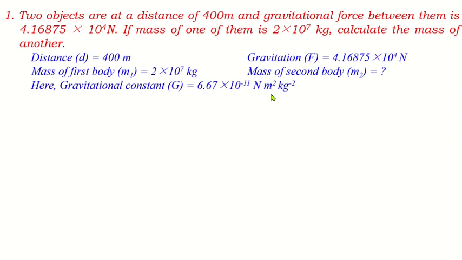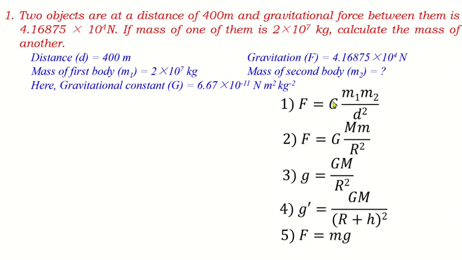Okay, how to solve the numerical problem? Which equation is useful here among these five which I told you just before this? First one is suitable for this. Why? Because F, G, m1, m2, d: G we know, so we have to look for F, m1, m2, d. Here it is F, here m1, m2, d. All are present. G we can take ourselves. That's why we are using the first equation.